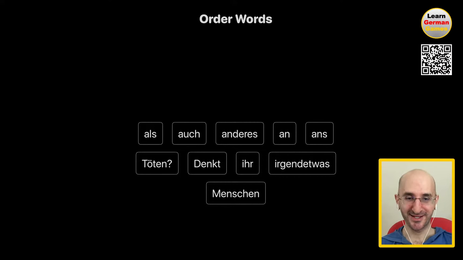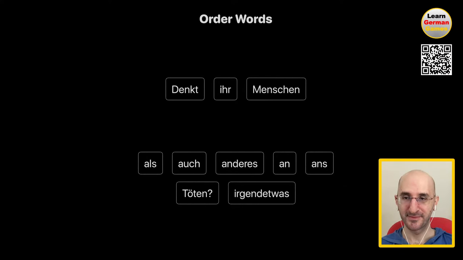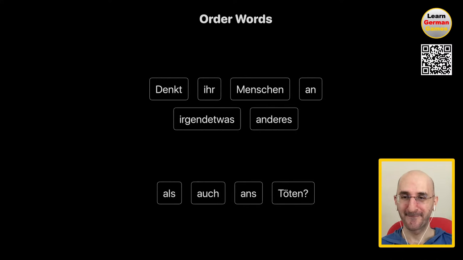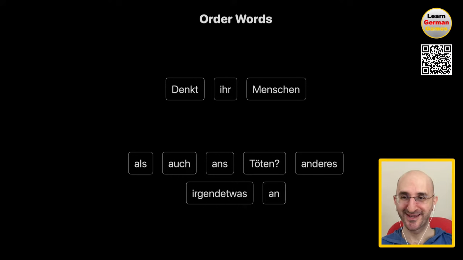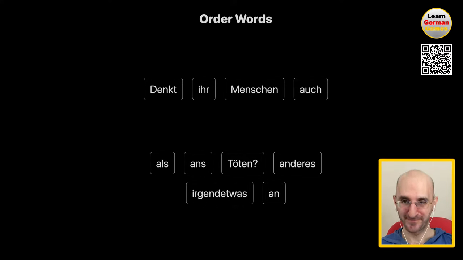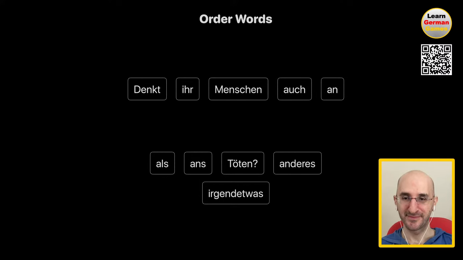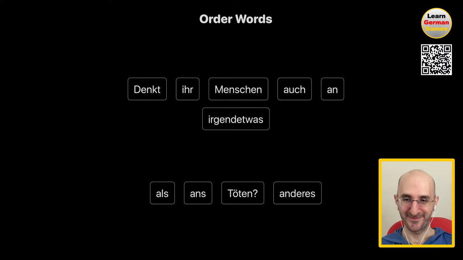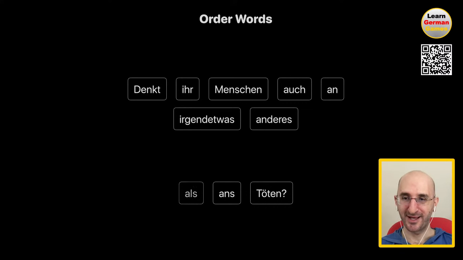Also, nächster Satz, next sentence. Denkt ihr Menschen auch an irgendetwas anderes? I think auch came earlier. Ja, du hast recht, you're right. Denkt ihr Menschen auch an irgendetwas anderes als ans Töten.